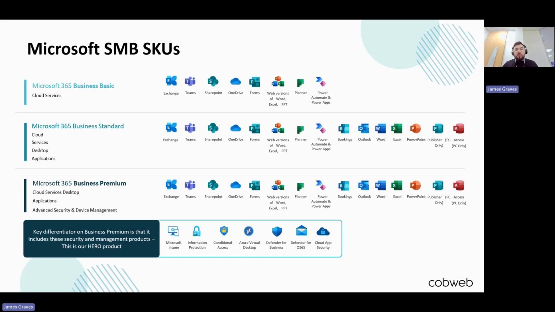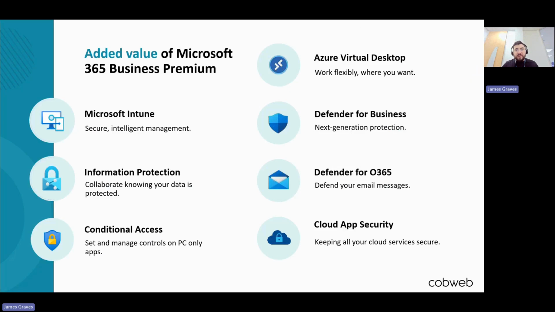Now, what those pieces are for you is, if I bring them up and load them a little bit bigger: Microsoft Intune, information protection, conditional access, we've got Azure Virtual Desktop, Defender for Business, Defender for Office 365, and we have got Cloud App Security.